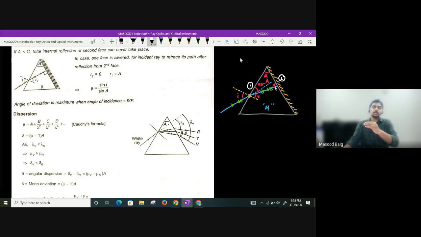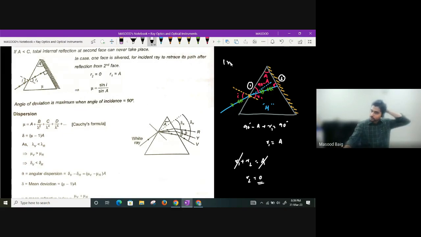So when will the incident ray retrace its path? If it is falling normally. So refracted light from the first interface should fall normally on the second face such that the ray will retrace its path. So in that condition, I can write 90 minus A plus R will again be equal to 90 degrees only. So R value will be equal to A, or you can take this value as R1. So R1 value you are going to get as A, guys. And we already know R1 plus R2 is A, because R1 is equal to A, what will I get R2 value as? 0. So now you can apply Snell's law.